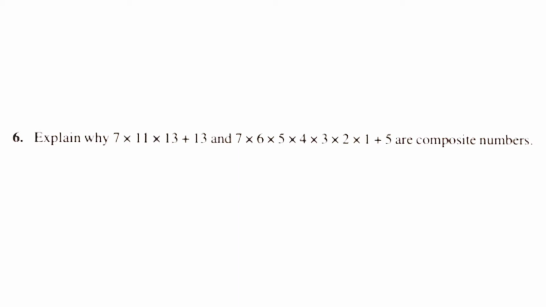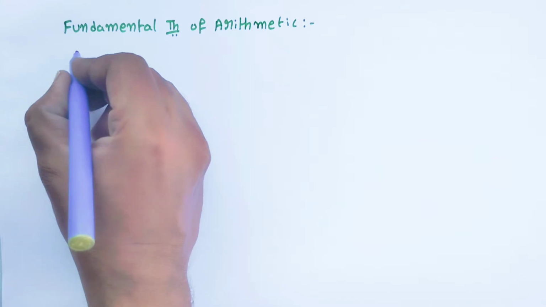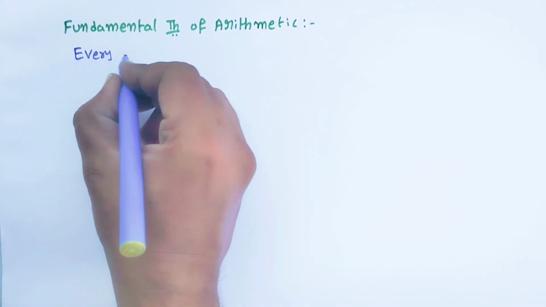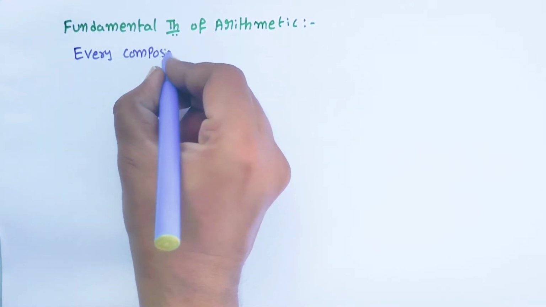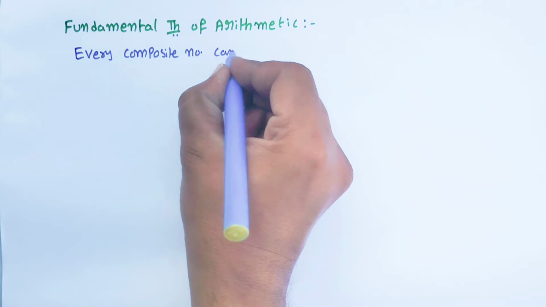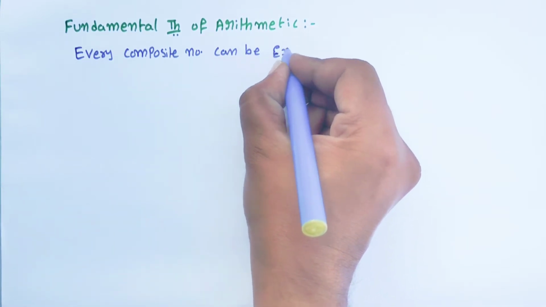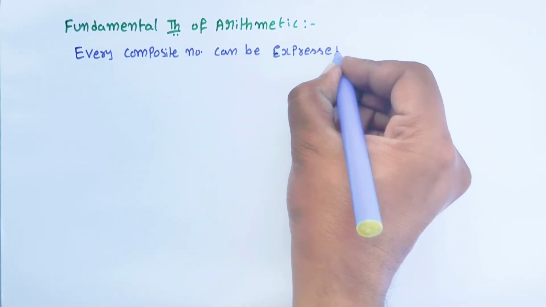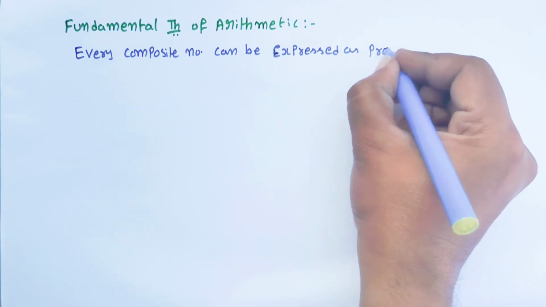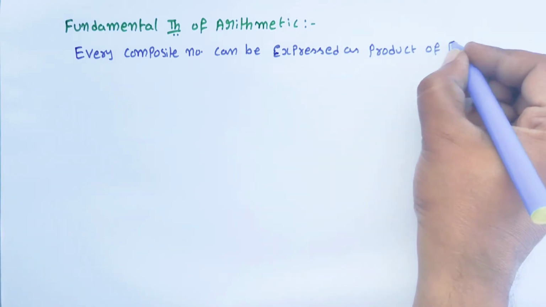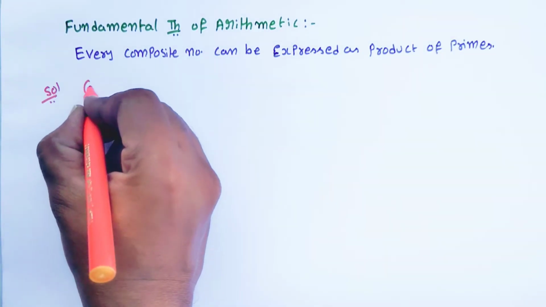What we explain here is that those two numbers can be treated as composite numbers. For that we choose a concept, and that concept is named the fundamental theorem of arithmetic. What is the meaning of the fundamental theorem of arithmetic? Every composite number can be expressed as a product of primes.